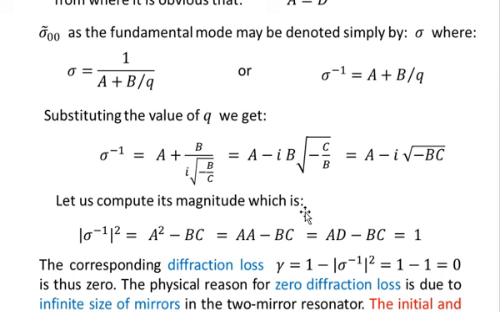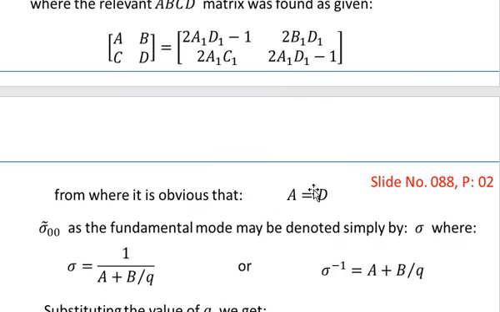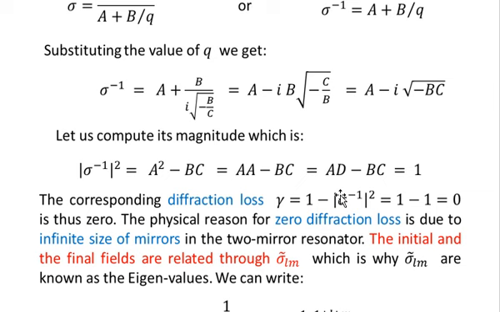Now let's compute its magnitude, which is given over here. Because sigma inverse is generally a complex quantity, we need to take the absolute square of sigma inverse. You know how to compute the absolute square of a complex number. So calculating the absolute square of this quantity, we have A square minus BC. A square can be split into A times A, and one of the A can be replaced with D because we have the relationship A is equal to D. So replacing one of the A with D, we have AD minus BC.